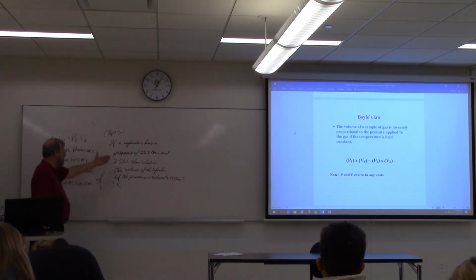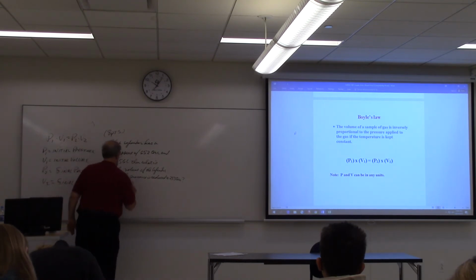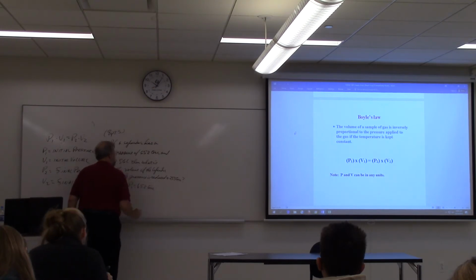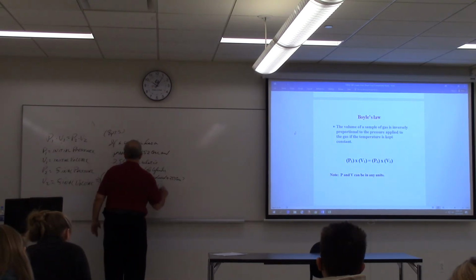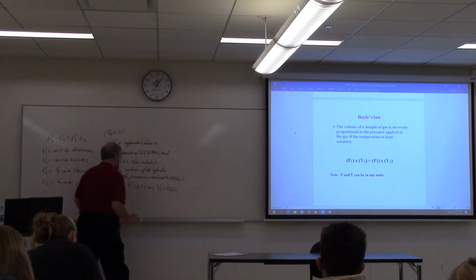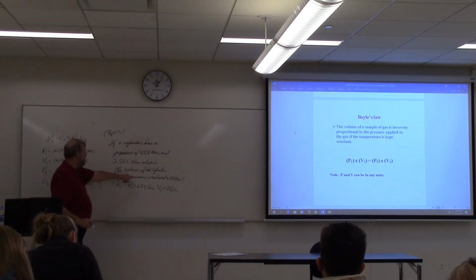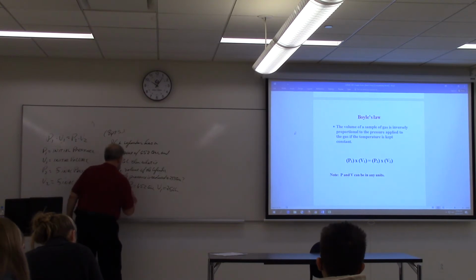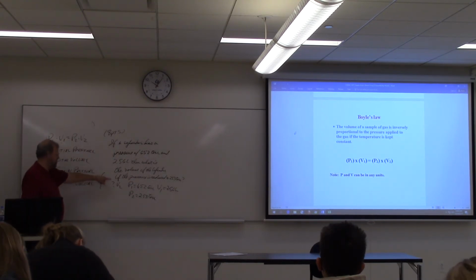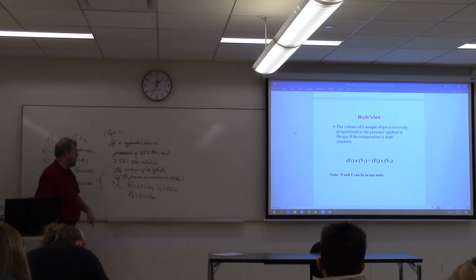What are you given? The initial pressure, P1, equals 650 torr. V1 equals 2.56 liters. And the final pressure, when the pressure is reduced, you start at something, you're going to go to P2, is 253 torr. And notice you only have volume and pressure, Boyle's law.